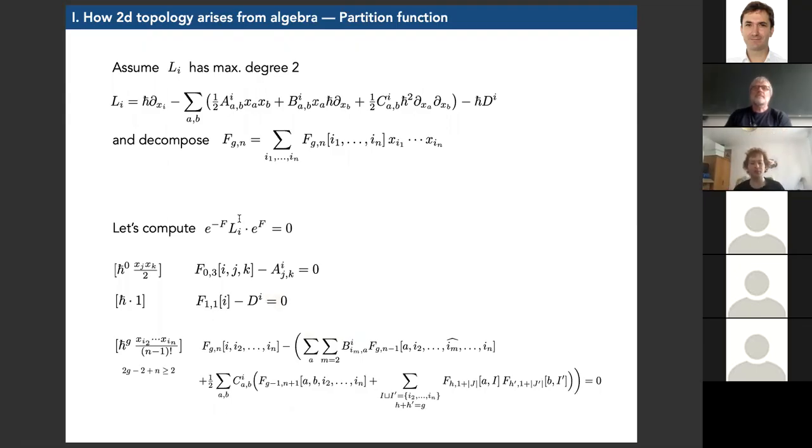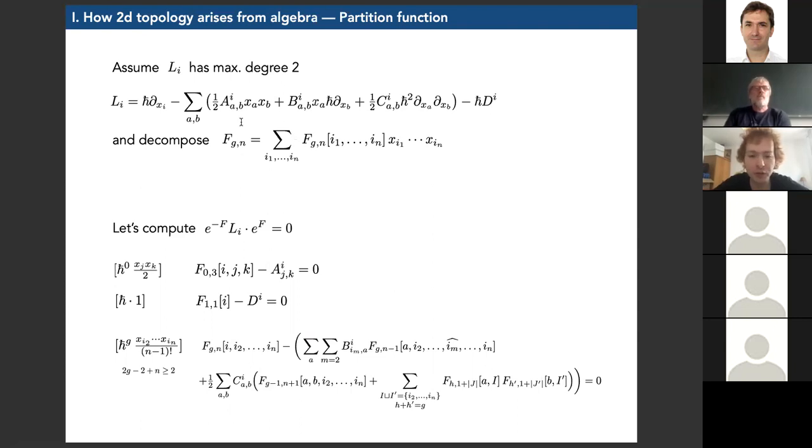Okay, so I will not prove this theorem. It's not very hard. I will at least try to show you, when Li has maximum degree 2 in terms, how the uniqueness is arising. So let's take Li, which is maximum terms of degree 2. So it must have this form with some scalars a, b, c, and d.